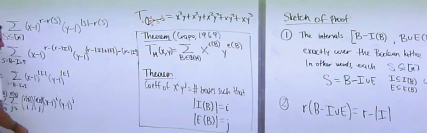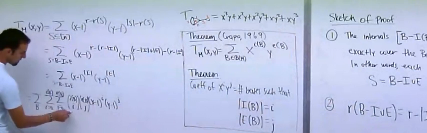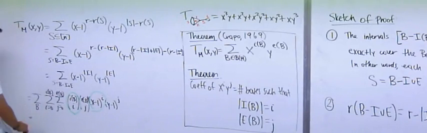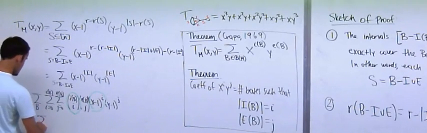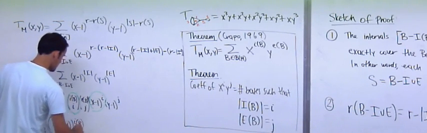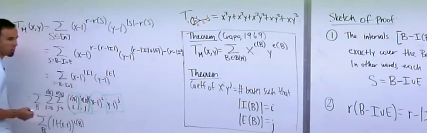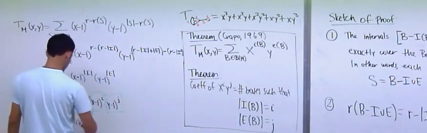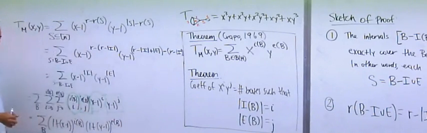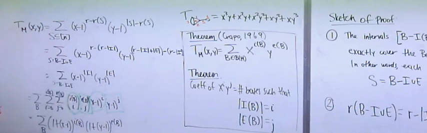And now what you see is that this summation of I of b choose I, x minus 1 to the I, is a binomial summation. So it's 1 plus x minus 1 to the I of b. And this summation of these guys is another binomial summation, which gives you 1 plus y minus 1 to the E of b. Which is what we want, a summation over the basis of x to the internal activity, y to the external activity. Okay.